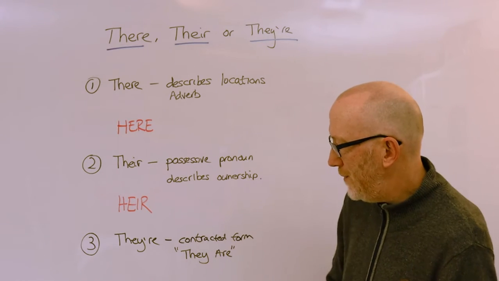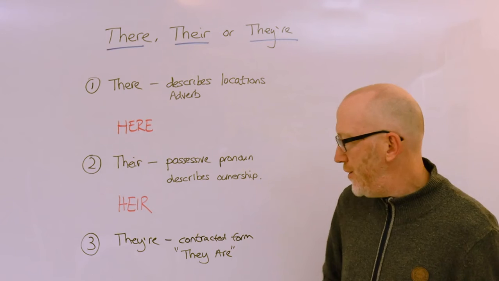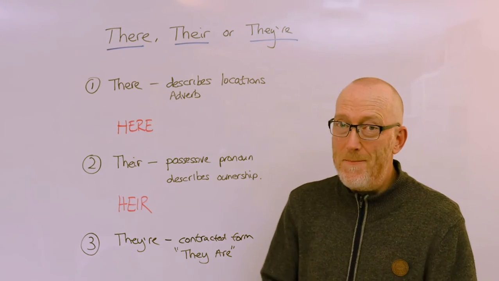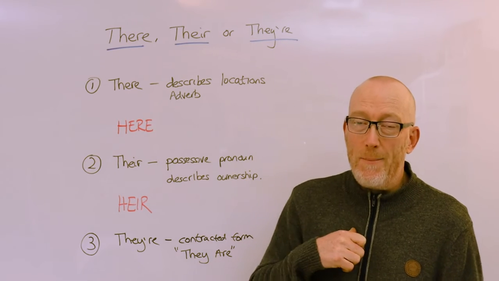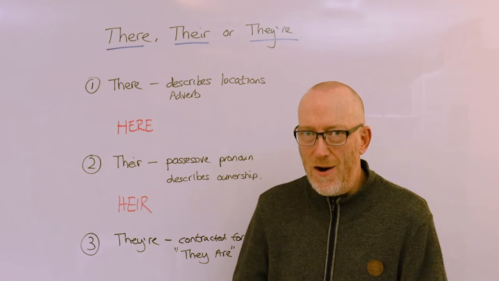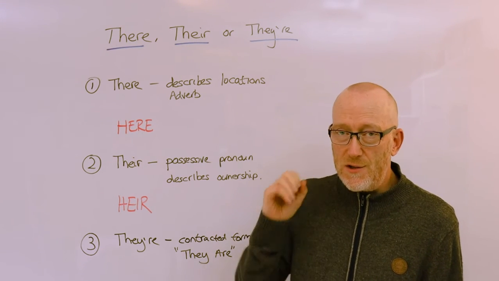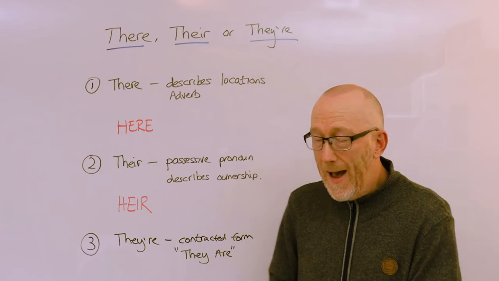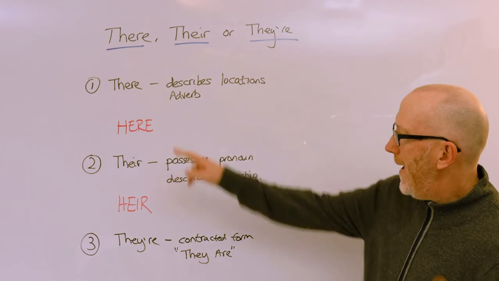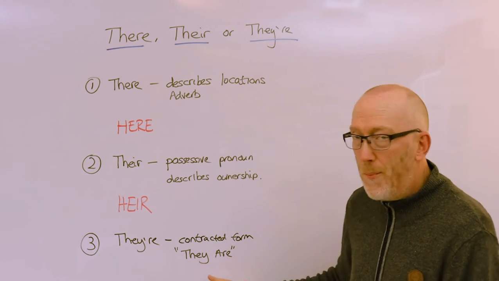And that leads us on to the third, they're, which is simply a contracted version of they are. Now, you should remember from your introduction to the English language that I am, you are, he is, we are, you are, and they are. Okay, so they are is always going to be used to describe people. And it's more than one person, obviously, so it's groups of people. Yeah, so we have there for locations, their for possession and ownership, and they're for people.